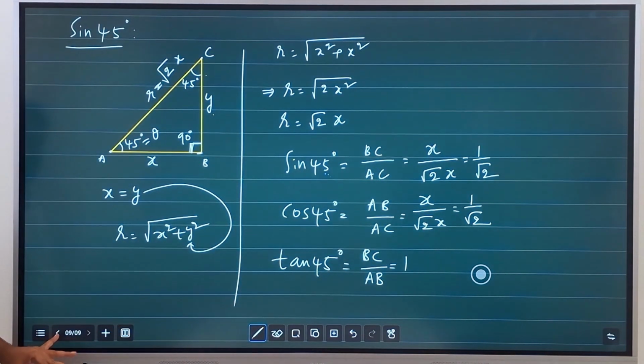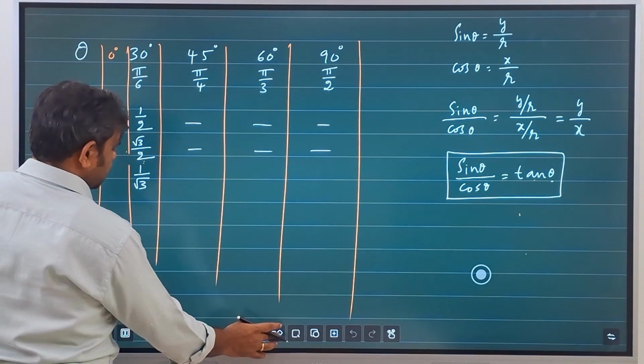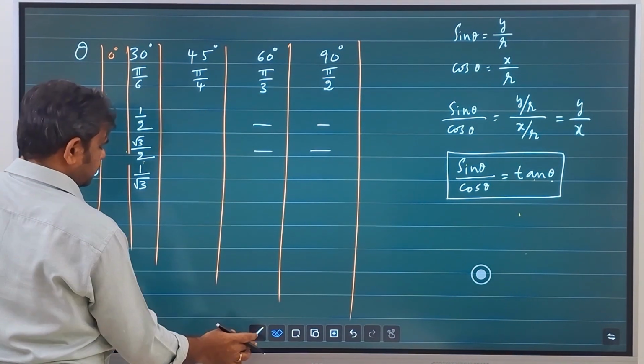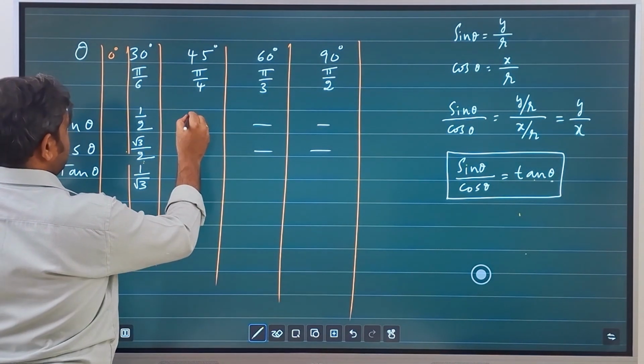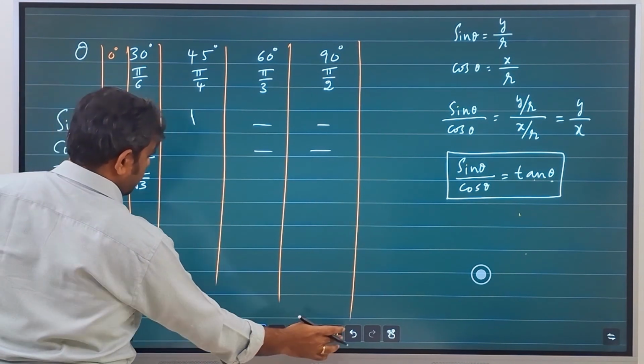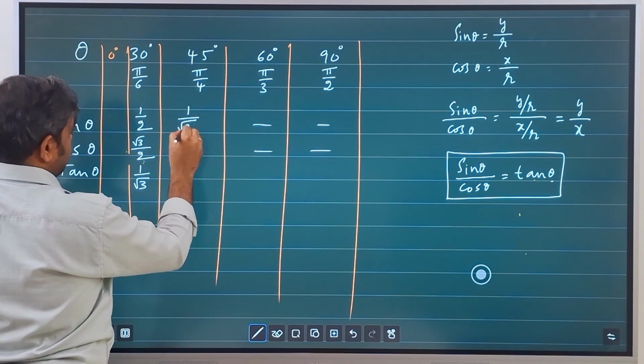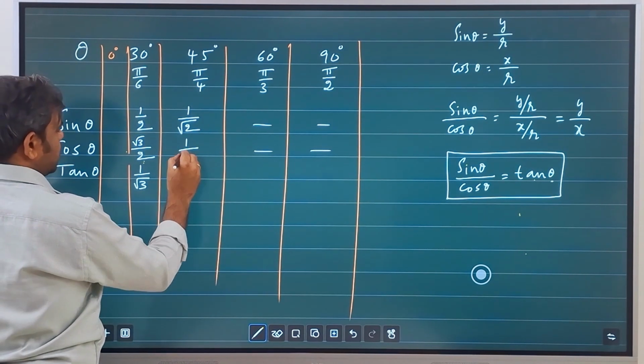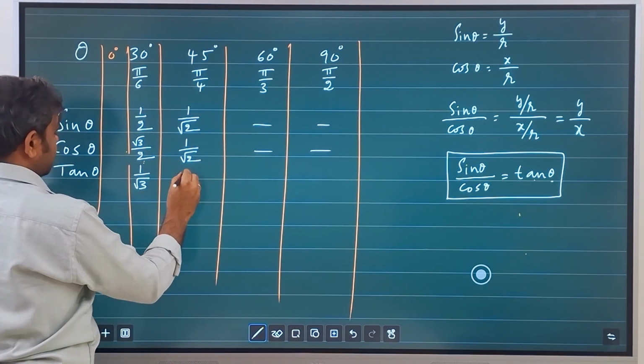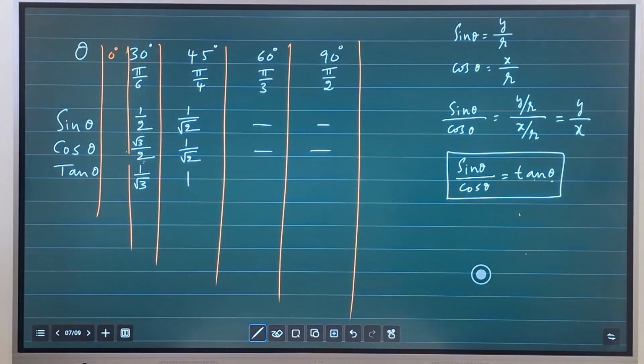Substitute them in the table. Put them in the table. Sin 45 degrees, we got 1 by root 2. Cos 45 degrees also, we got 1 divided by root 2. And tan 45 degrees is equal to 1.